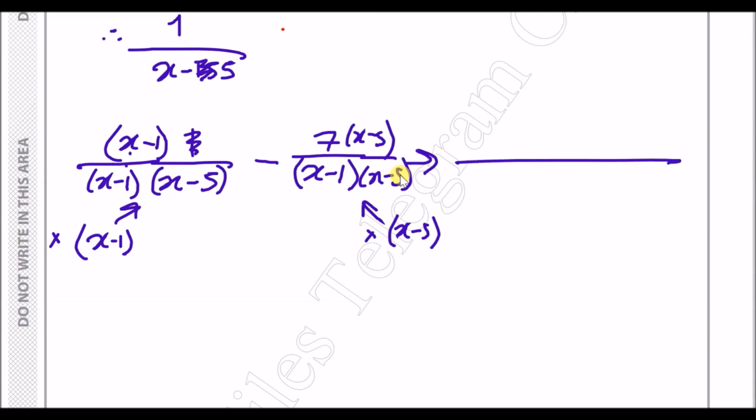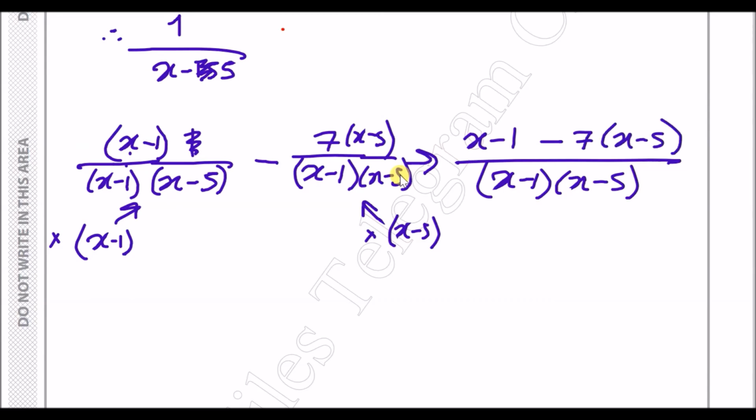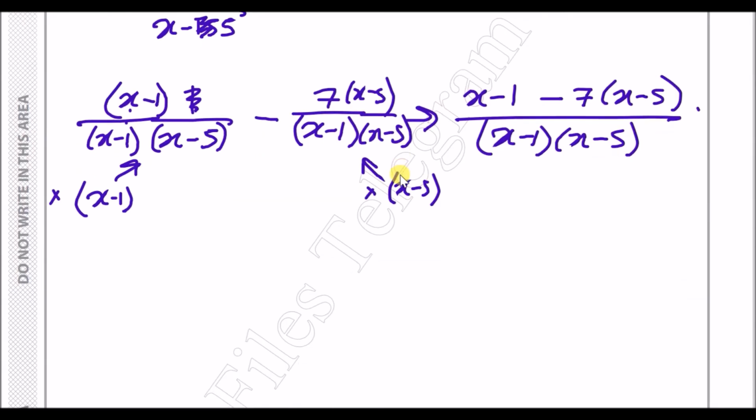So we know the whole thing is out of x minus 1 and x minus 5. On the top line, you've got x minus 1. On the first one, subtract 7 times x minus 5. Now guys, all you got to do is expand the top, simplify, and you're going to be done. So let's do it. Expanding the top line, you got x minus 1, which is okay. You got minus 7 times x, which is minus 7x. Minus 7 times minus 5, which is plus 35.